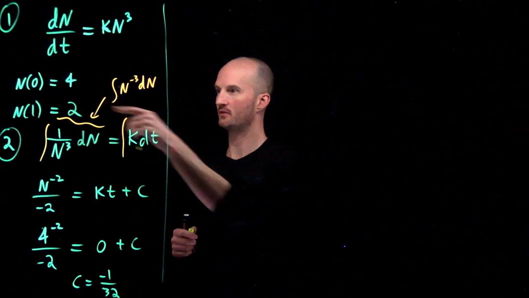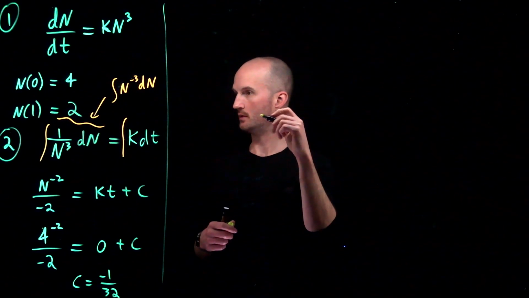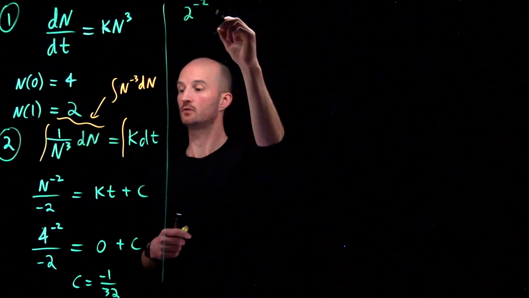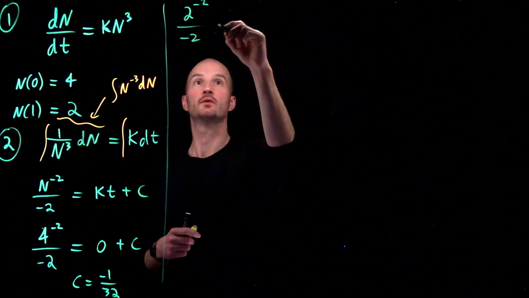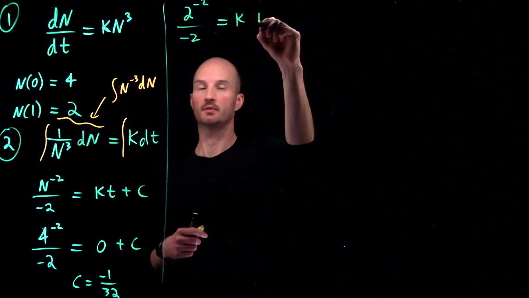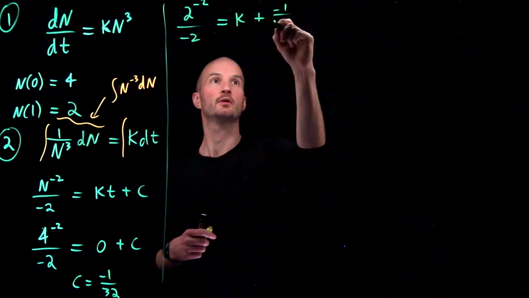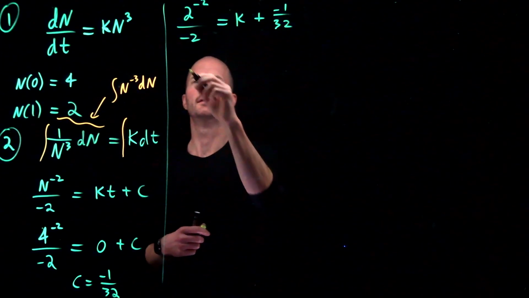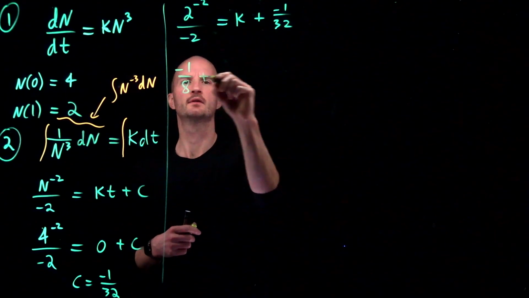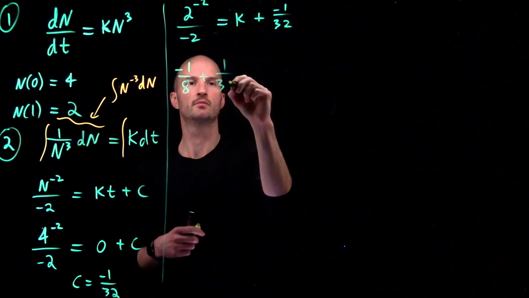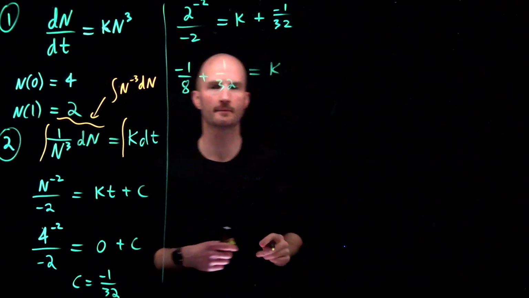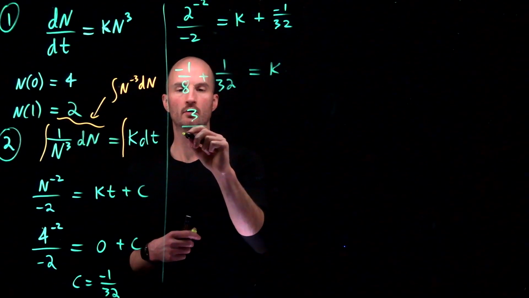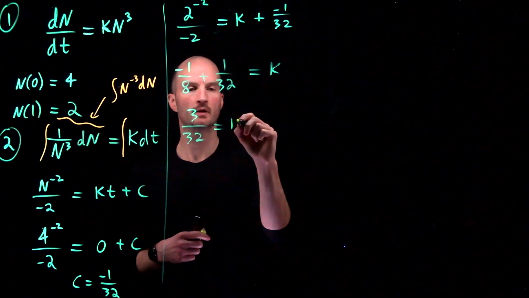Now I'll take my next piece of information. When t is 1, n is 2. So plugging it in here again, we get 2 to the minus 2 over minus 2 is equal to k plus c, which is that negative 1 over 32. Negative 1 over 8 plus 1 over 32 is going to give me my k, and that gives me 3 over 32 as k.